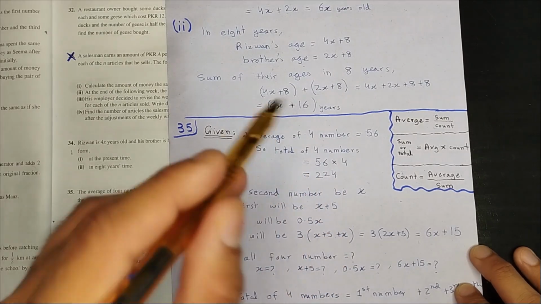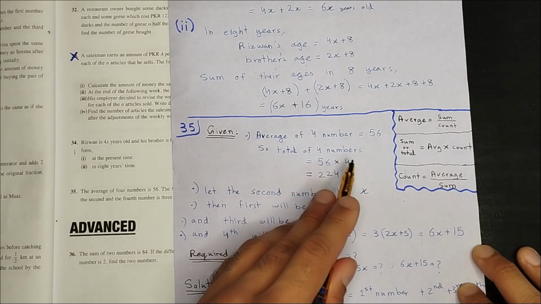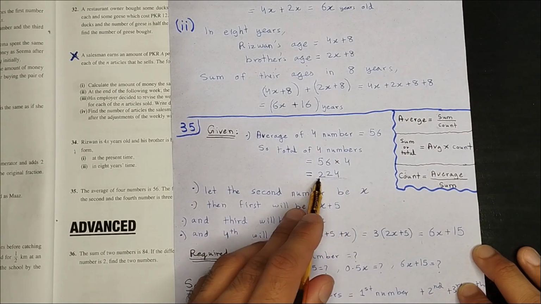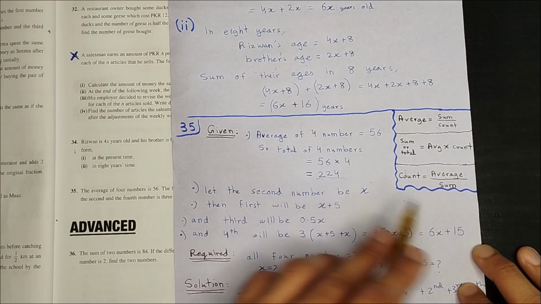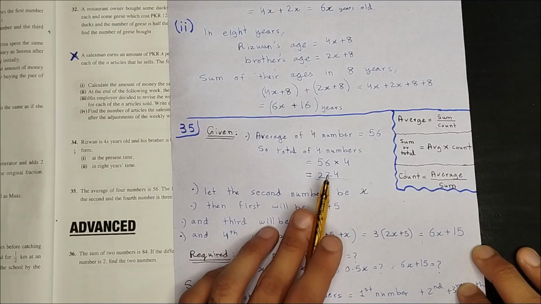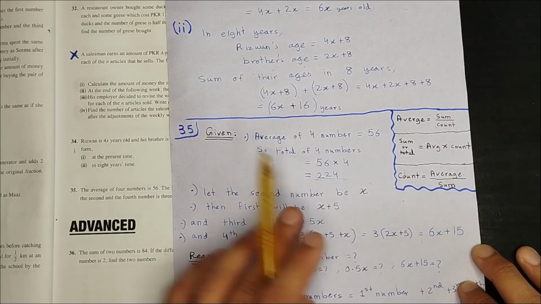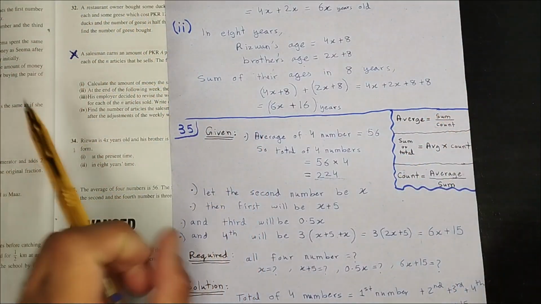In other words, regardless of whatever the 4 numbers are, their sum is always going to be 224. That's it. No matter what those numbers are, we don't know them, but we definitely know the fact that their sum is going to be 224. First, this is a piece of information, keep it in your mind.